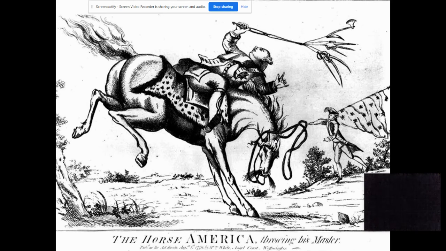So we know who the horse is supposed to be. The horse is supposed to be those 13 American colonies. And the rest of it, throwing his master: you can see that the horse is throwing off the person riding on his back. If you had to guess who the rider is, I want you to write down your guess. Hopefully you're using pencil, but write down your guess. I get all kinds of guesses on this one.